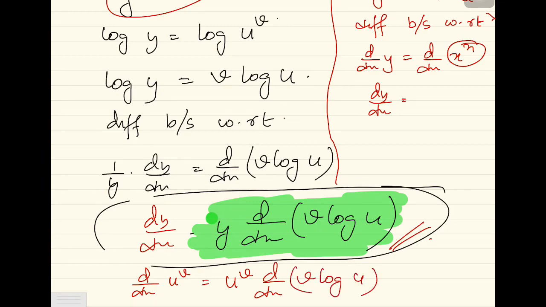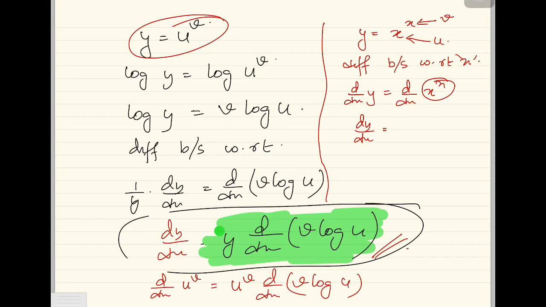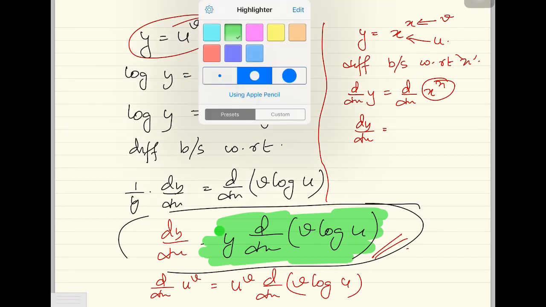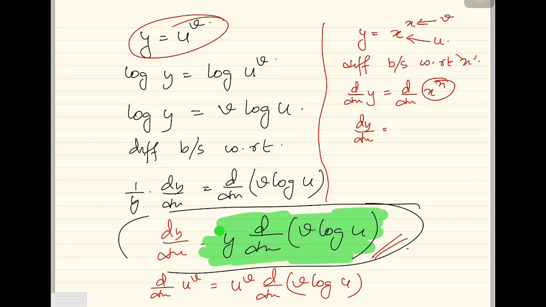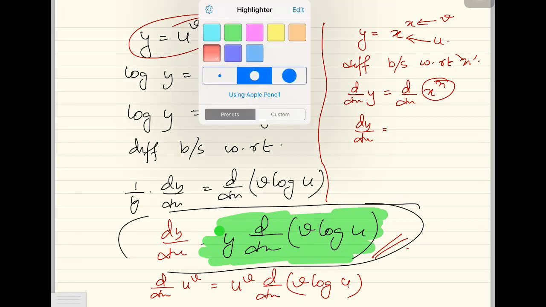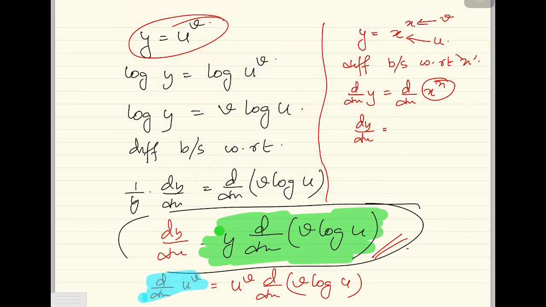I can write this. Remember, instead of the green highlighted one, you better copy the blue highlighted one, this one. This would be the right, correct formula. So d dx of u to the power v equals how much, everyone? u to the power v times d dx of v log u, if you ever get that.